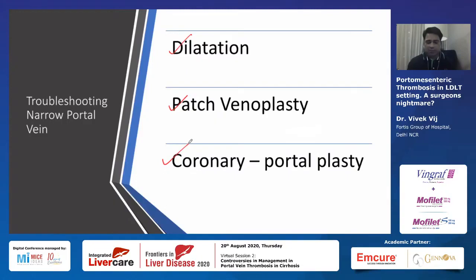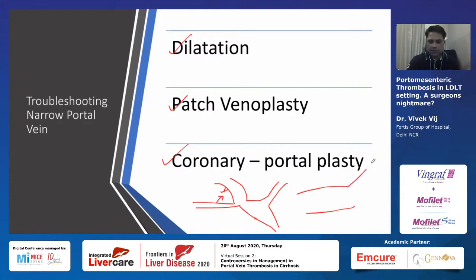This is a kind of procedure in which there is a large coronary vein here and a small atretic portal vein here. You can see, and there is a splenic vein and SMV. What I do is I join these two walls here and make it a kind of big anastomosis, like this. So there is an anastomosis here. So it becomes big. We have done this in two to three cases, and it worked very well in those cases.